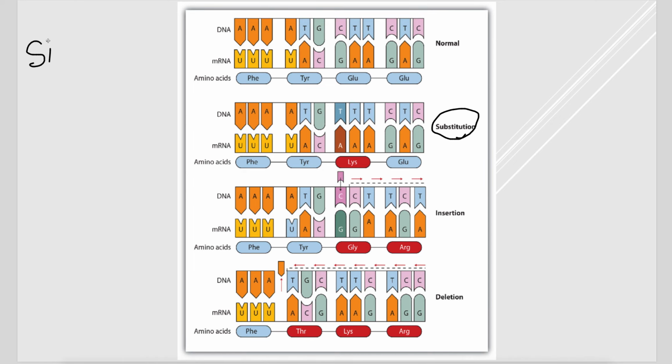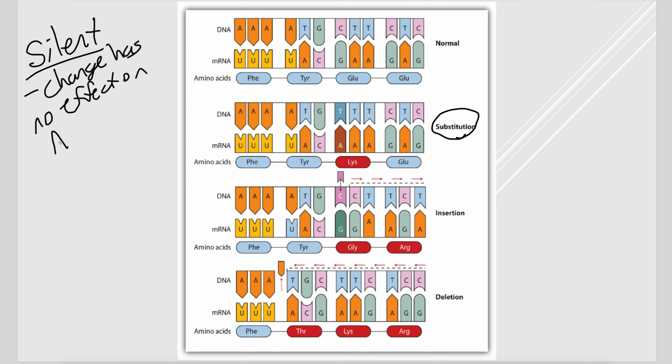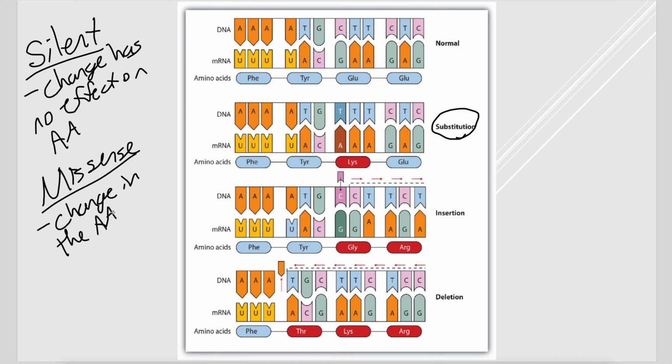You can have what's known as a silent mutation. Silent mutation means the change has no effect on the amino acid, so the amino acid's the same. You can also have what's known as a missense mutation. This is when you have a change in the amino acid. And this can be good or not good. It could have no effect or it could be detrimental.